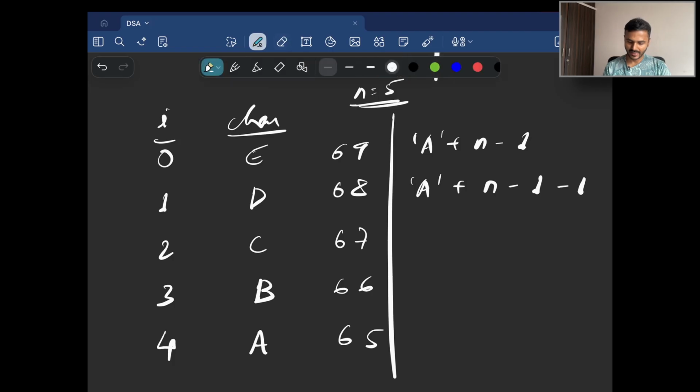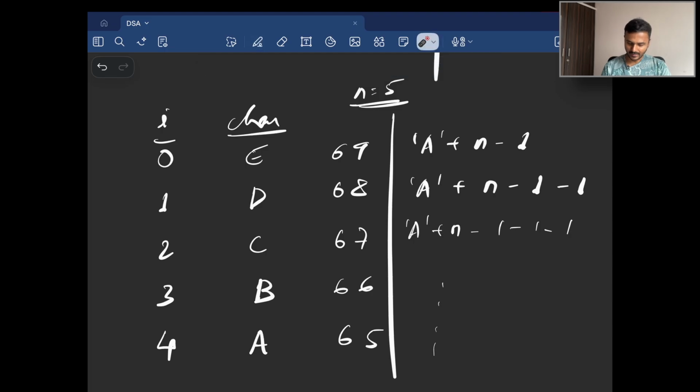So this is how we can write it. Then the next one would be A plus n minus 1 minus 1 minus 1, right? And that's how it would continue. So again, what we were trying to do was find a generic expression, but currently the expression is not generic. So let's try to make it generic.